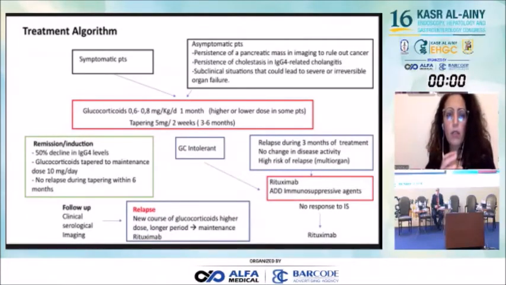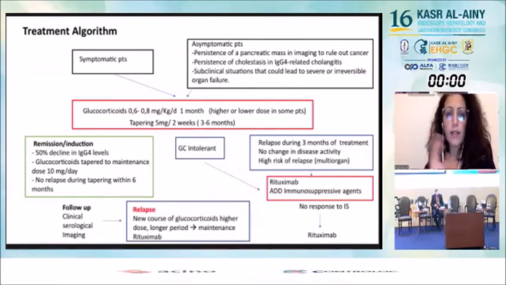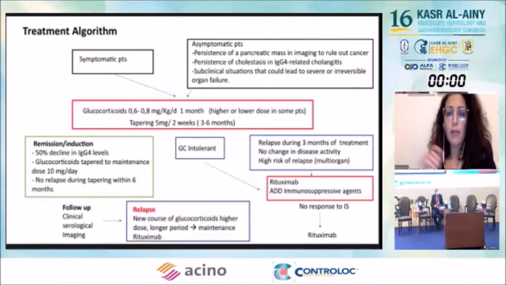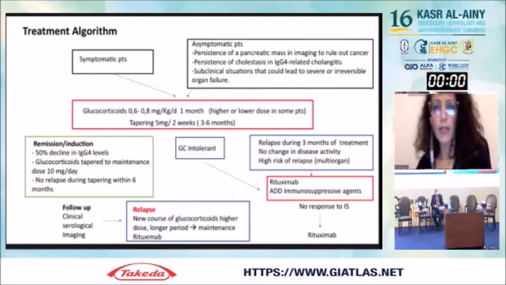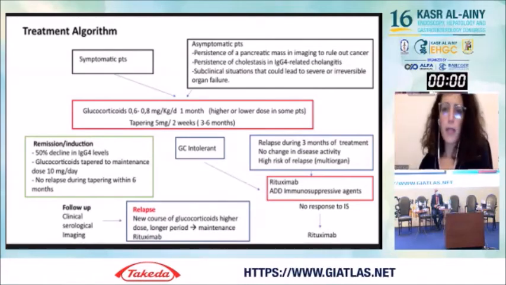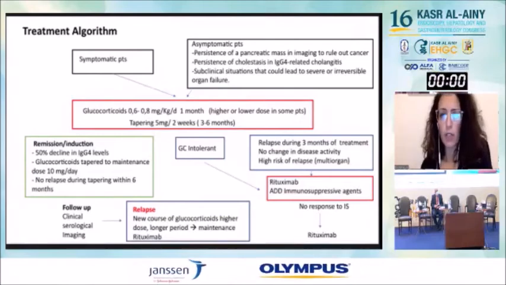So the indication for treatment is clear. Symptomatic patients have to be treated, but asymptomatic patients can be treated in some involvements and conditions: a mass forming and persistent mass in the organ, persistent cholestasis when cholangitis is there, and subclinical situations that could lead to organ failure. In my patient, it was more the kidney involvement that motivated us, along with the pancreatic involvement. So which treatments to choose?